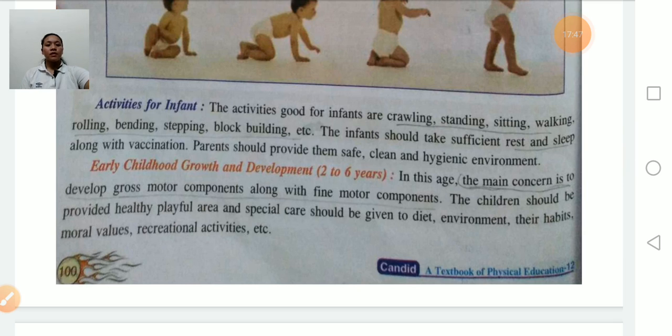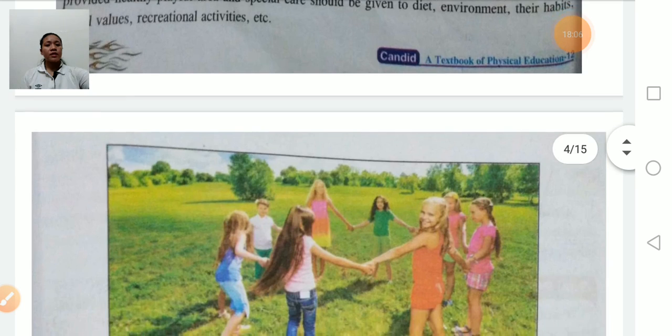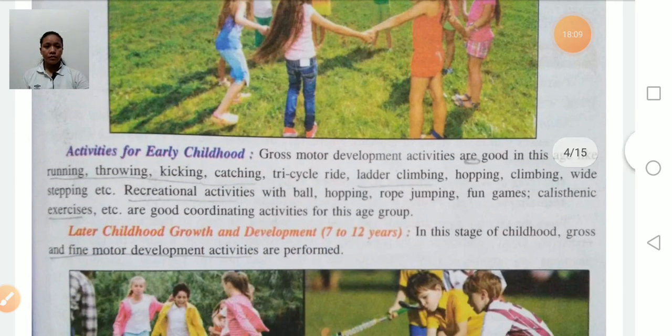Early childhood. At early childhood, there should be gross motor development along with fine motor development, meaning development of big muscles as well as small muscles should be considered at this stage. Therefore, for gross and fine motor development, the child should perform activities like running, throwing, catching, bicycling, hooping, or some recreational activity like ball throwing, etc. Because at this stage the child's gross motor development is developing.